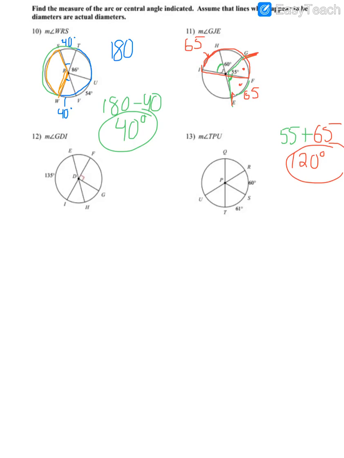Okay, the next one we need measure of angle GDI. So GDI is right here. We do know that this one is 90. And this one actually works out really nicely because we have this straight line through the center again. We know that these two together have to make up 180. And if we know part of it is 90, this other part also has to be 90. So not too much work on that one.